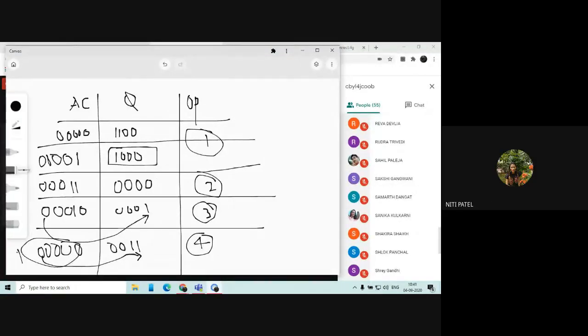The contents in your AC are the remainder and the contents inside Q are your quotient. Okay. So is this understood to everyone? Yes, ma'am. Has everyone got the same answers? Yes, ma'am. Okay. So with this we complete the restoring division algorithm.